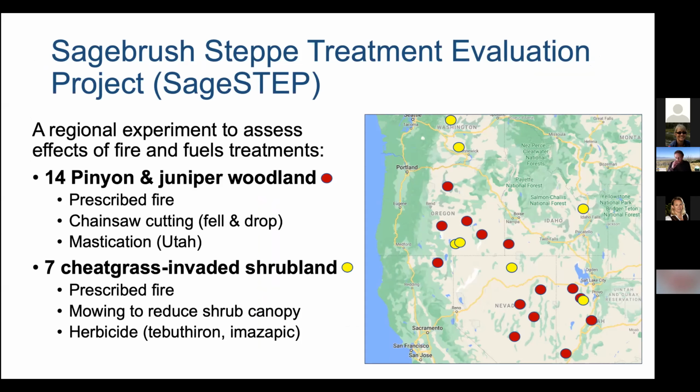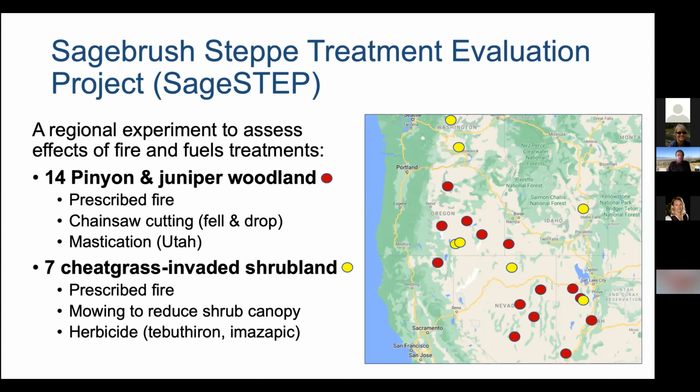We began work with a planning grant in 2003. By 2005, we were funded to begin the research. And what we had created was a regional experiment to assess the effects of prescribed fire and other fuels treatments on pinyon and juniper woodland and on cheatgrass-invaded scrubland.